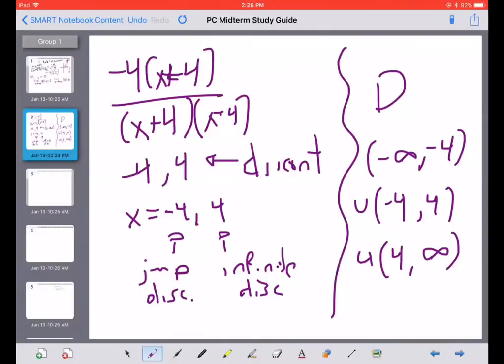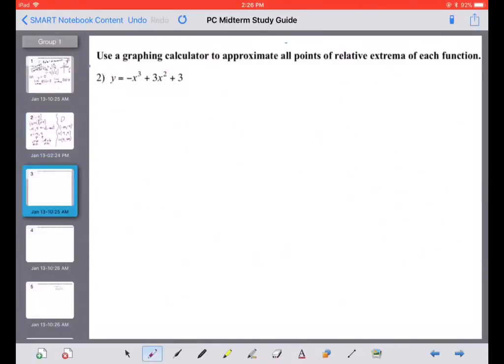So that one was a really long problem, and on the test this might just be one multiple choice question. So there might be a lot of work for one problem, but then some of our other problems aren't too long. So like if we look at number 2, we have this cubic function. We want to find all the relative extrema. The way that we did this in class, we just graphed it real quick.